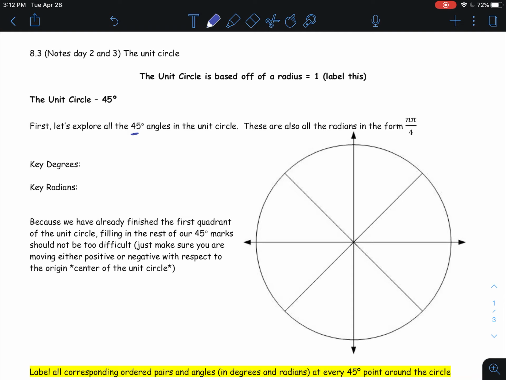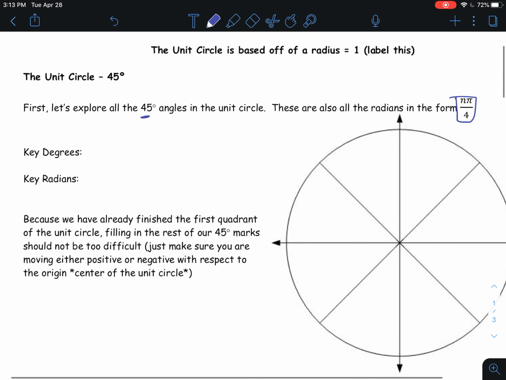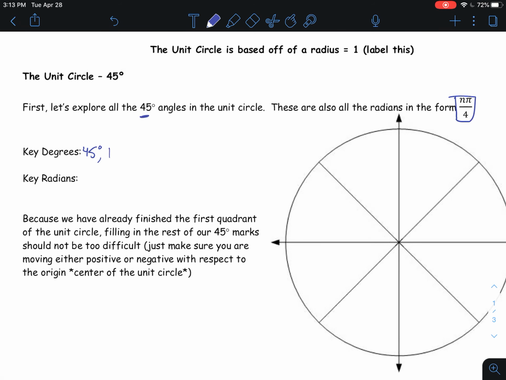So our 45 degree angles are also all the radians in the form n times pi over 4. So the key degrees here are 45 degrees. Okay, and then if you would go to the next 45 degree mark, that would be 135 degrees. And then you would go to the next 45 degree mark, which would be down here. Okay, that is going to be 225 degrees. And then the last 45 degree mark is right over here, and that one is going to be 315 degrees.